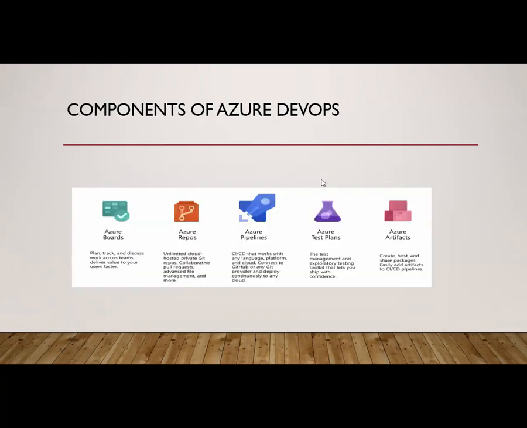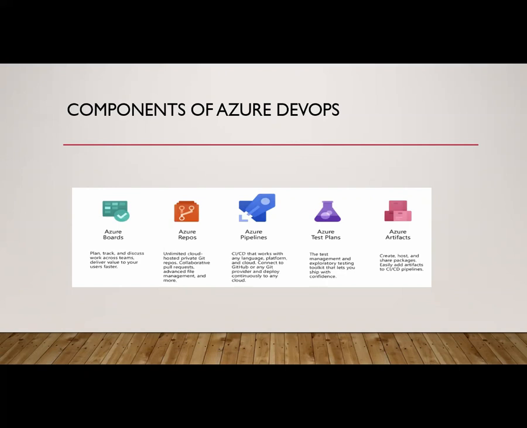Components of Azure DevOps. As I said, there are multiple components within Azure DevOps. The first one is Azure Boards. This service is basically used for project management and tracking. If you have used an Atlassian product like Jira, it is quite similar to that. You can have sprints, backlogs, features. You have the same kind of feeling as Jira.